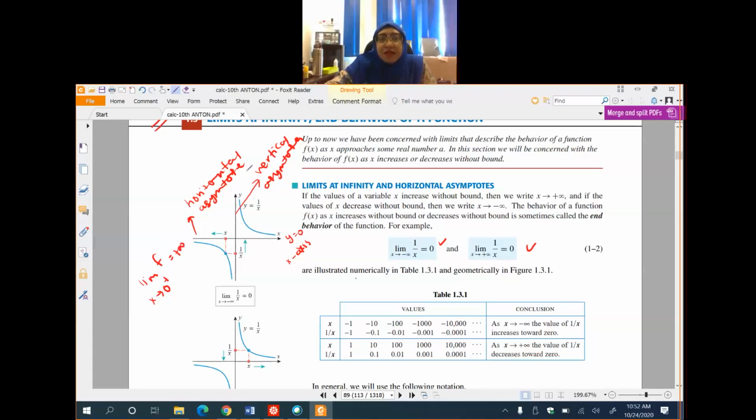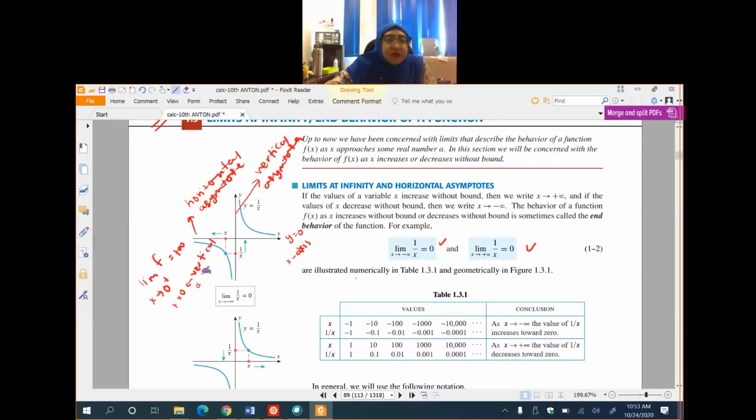It's getting closer to, it will be a very big number here over here. So x equal to 0 will be the vertical asymptote. So this is the vertical asymptote.